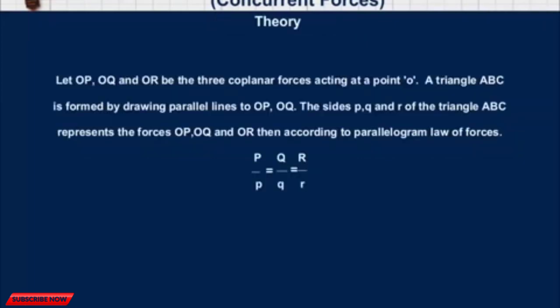Theory. Let OP, OQ and OR be the three coplanar forces acting at a point O. A triangle ABC is formed by drawing parallel lines to OP, OQ. The sides small p, q and r of the triangle ABC represent the forces OP, OQ and OR. Then, according to the parallelogram law of forces, capital P by small p is equal to capital Q by small q is equal to capital R by small r.